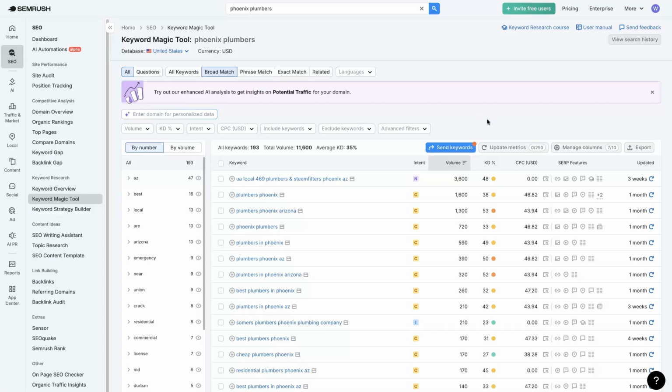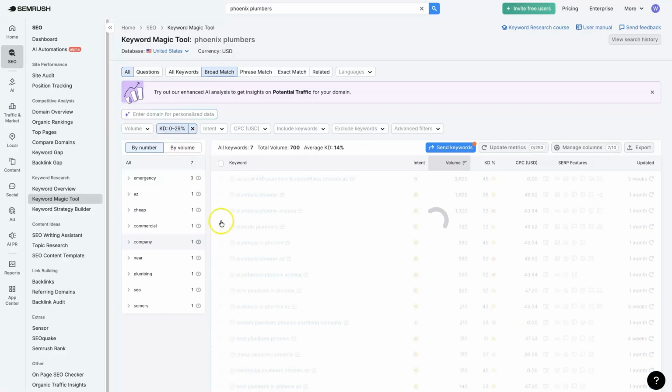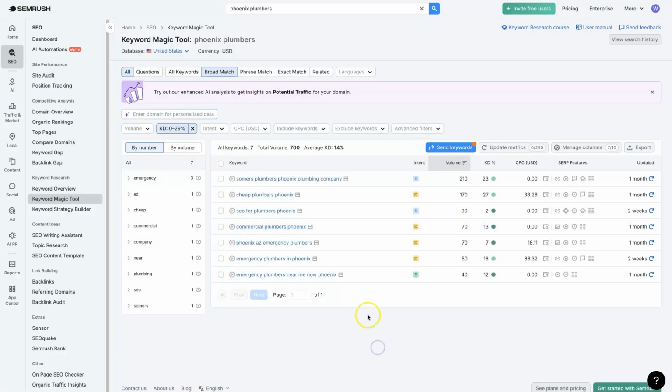But assuming you're looking to target keywords that are less difficult to rank for, what you can do is either sort by keyword difficulty just by clicking this column, or what I like to do is filter down to keywords that are easier to rank for. So we could do something like any keyword between 0 and let's say 29. I'm just going off of these numbers here. So these are going to be the quote-unquote easy to rank for keywords, which kind of makes sense. Cheap plumbers Phoenix, it's going to be a little easier to rank for.